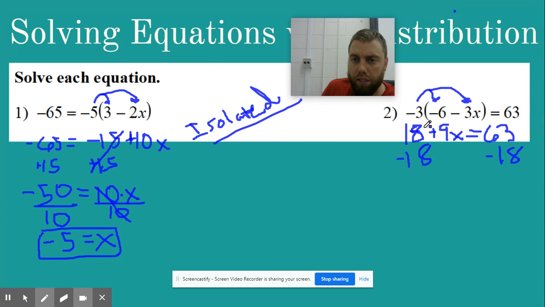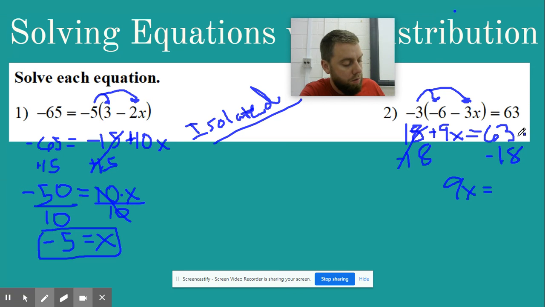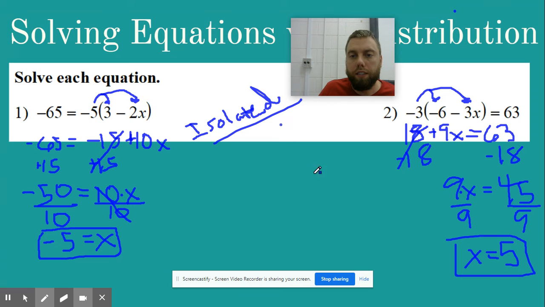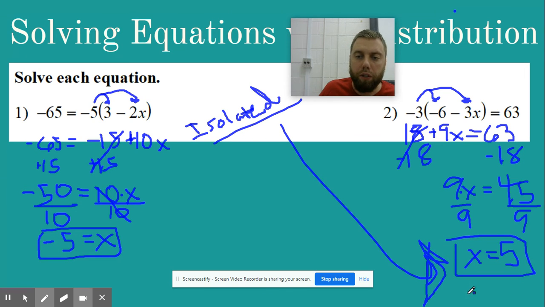This gives us 9x equals, and we can use our calculator, 63 minus 18 is 45. Now, this is 9 times x, so we're going to divide by 9, x equals 5, and we have now isolated our variable, big arrow there.